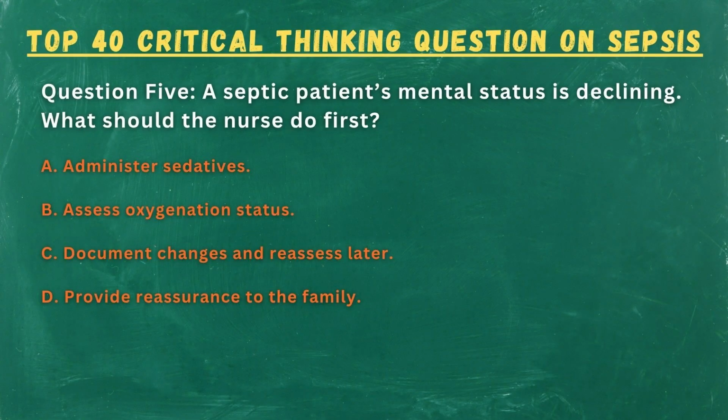Question 5. A septic patient's mental status is declining. What should the nurse do first? A. Administer sedatives. B. Assess oxygenation status. C. Document changes and reassess later. D. Provide reassurance to the family. Answer: B. Assess oxygenation status.